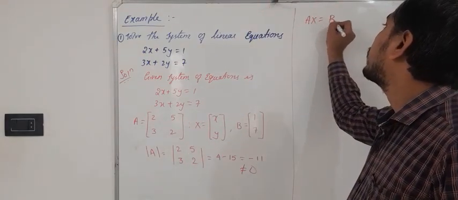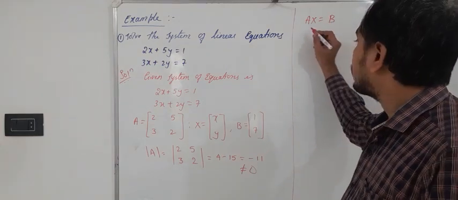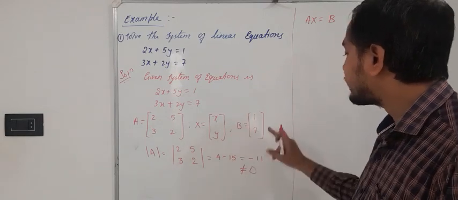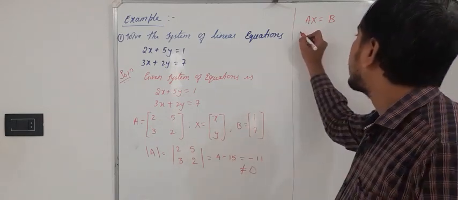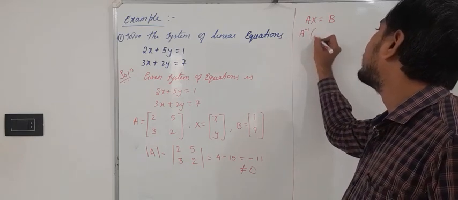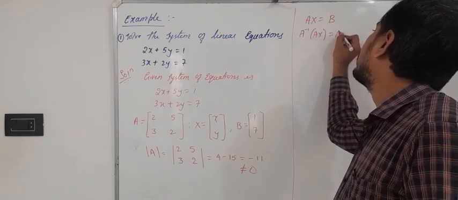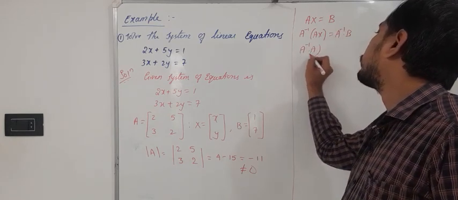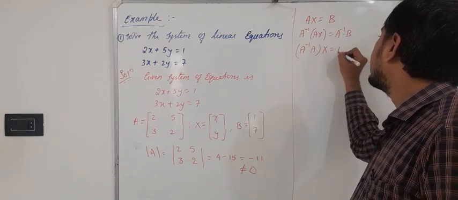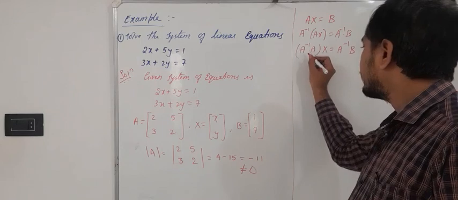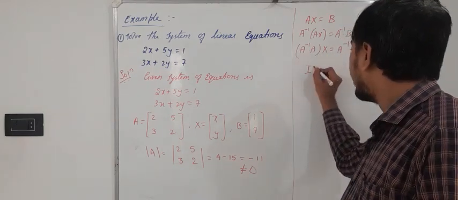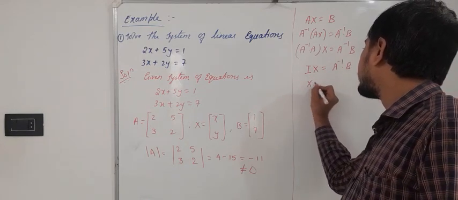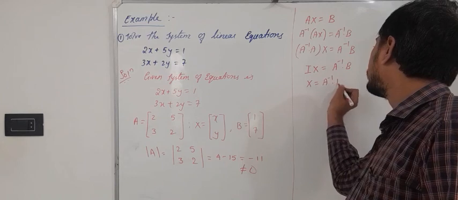Ax is equal to B is the given case. Right? What is A? 2, 5, 3, 2. What is x? x, y. And B is 1, 7. Right? So multiplying A inverse into Ax is equal to A inverse into B, right? So I can form this A inverse into A on one side, X on the other side. That will be A inverse into B. A into A inverse is I, and X is equal to A inverse into B, right? I into X is nothing but X, is nothing but A inverse into B.